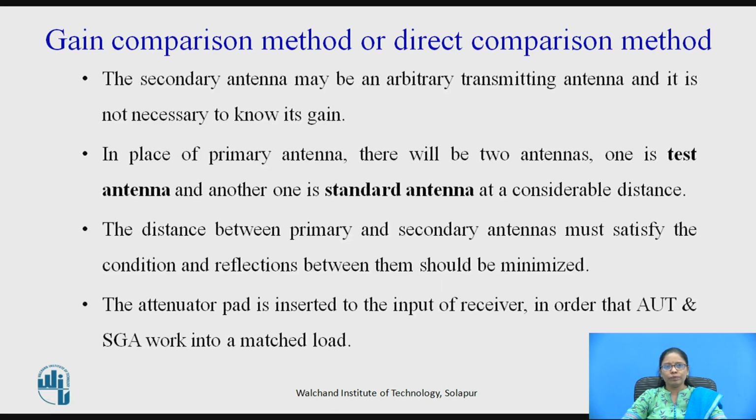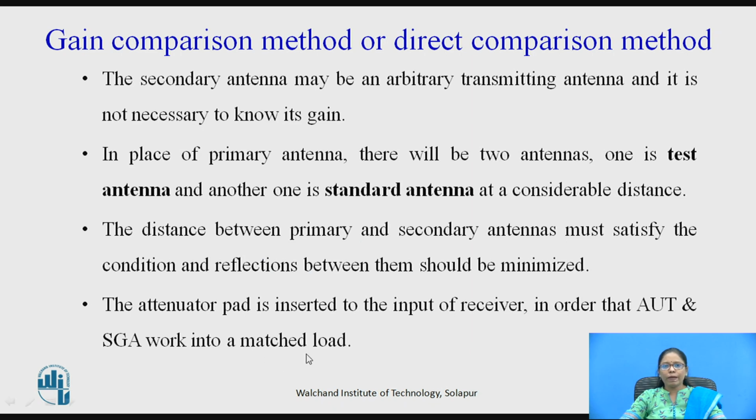There are two antennas. One is the secondary antenna, the arbitrary transmitting antenna, and it is not necessary to know its gain. In place of the primary antenna, there are two antennas: one is the test antenna, another is the standard antenna. Both are placed at a considerable distance. The distance between the primary and secondary antenna must satisfy the condition that R should be greater than 2d square by lambda. That means there should be a far field region.